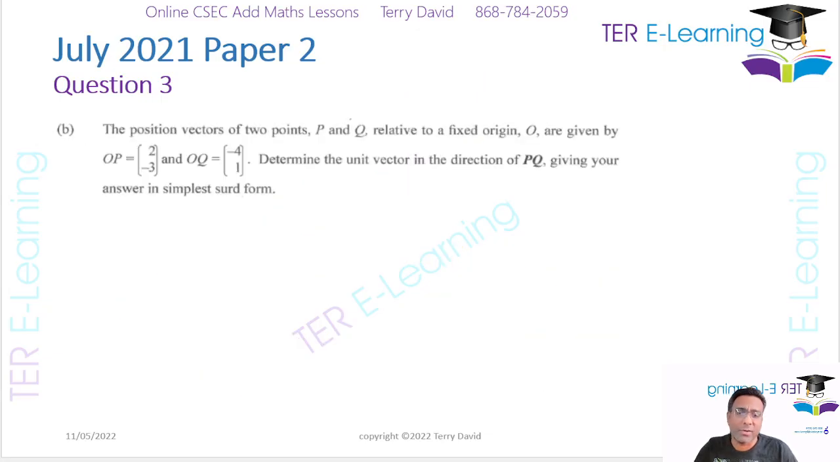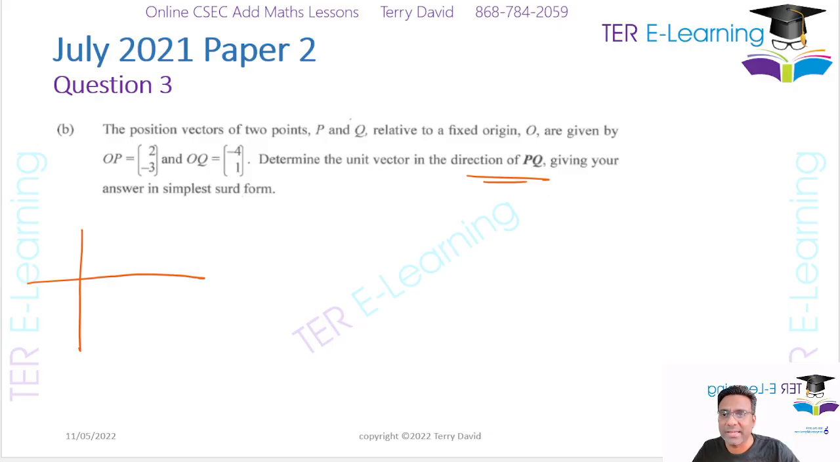The next part here, now we have position vectors. So we have two position vectors, OP and OQ, and they want a unit vector in the direction of PQ. So before we can do anything, we need to figure out what is the vector PQ. Now let me just draw a simple diagram here.